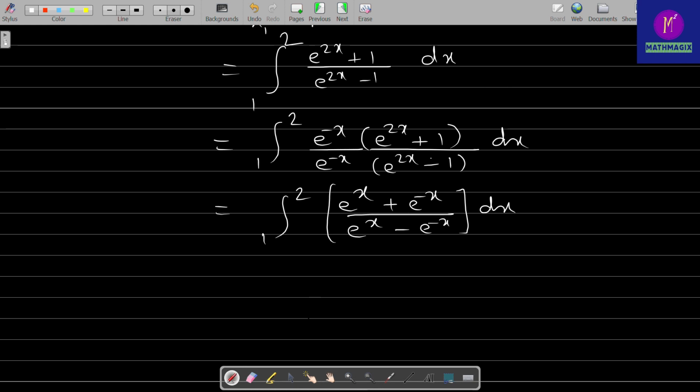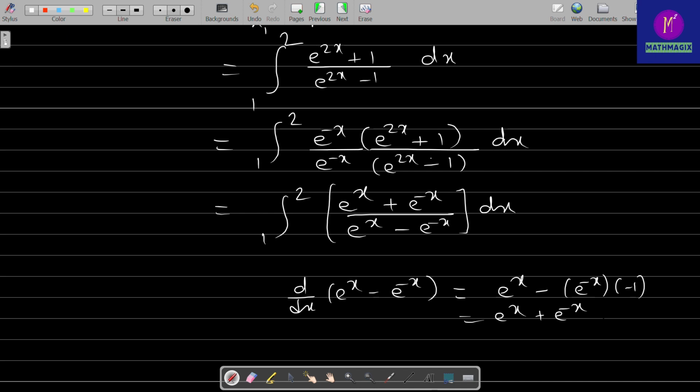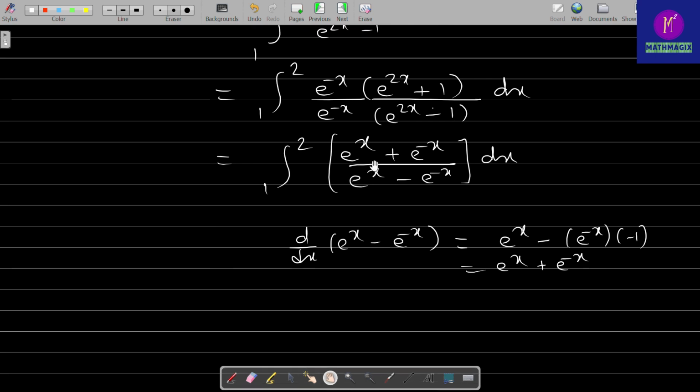Now you can see that the derivative of e raised to x minus e raised to minus x is nothing but e raised to x minus of e raised to minus x into minus 1. So that means e raised to x plus e raised to minus x. So the derivative of the denominator is present in the numerator. We know the formula of integration f dash x upon f of x dx is exactly equal to log of f x plus c. So we can apply this formula in order to solve this.